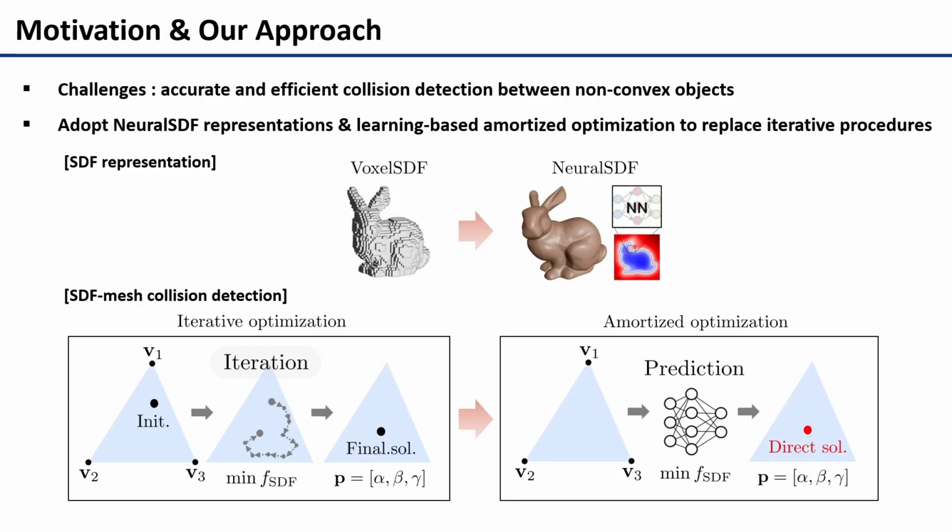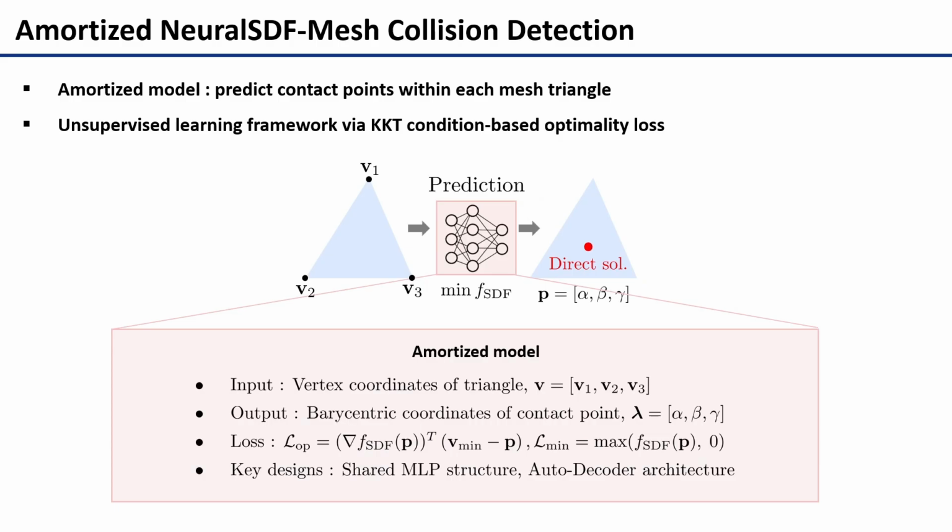Our goal is to develop an accurate and efficient collision detection between non-convex objects. For accuracy, we adopt NeuralSDF as our SDF representation. For efficiency, we introduce learning-based amortized optimization, replacing conventional iterative optimization. Our amortized model predicts a contact point for each mesh triangle. The input is the vertex coordinates of the triangle, and the output is the barycentric coordinates of the contact point.